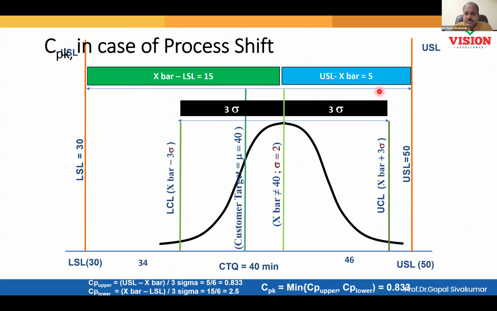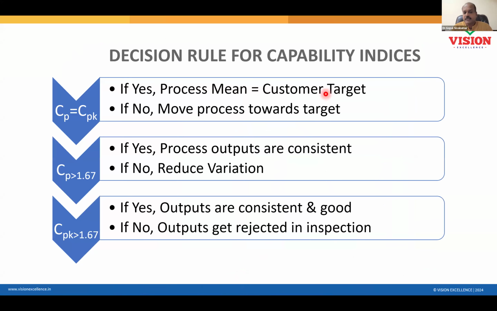And now you find out this ratio as well as this ratio. The right side ratio is Cp upper and this is Cp lower. Now you can understand Cp upper has reduced. Can you see here? 0.833. Cp lower is 2.5. Out of the two, you should pick up the minimum one, and that is assigned to the Cpk value. So if the process average is shifting from the target, definitely your Cpk will be different.